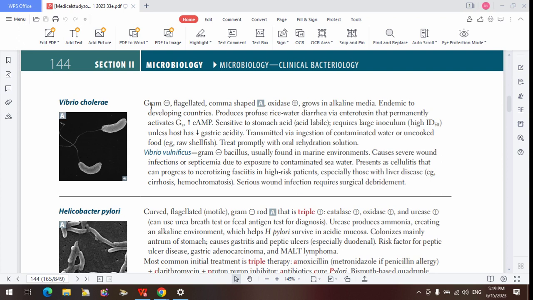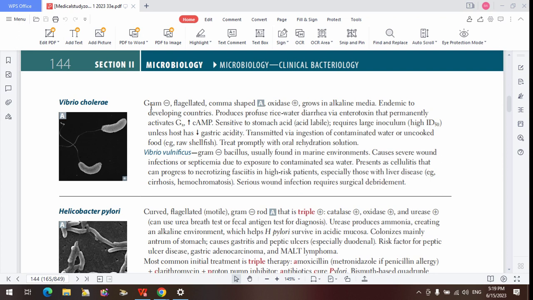That's because of the rice water diarrhea, and it's due to the cholera toxin that permanently activates Gs. So we remember that once there's permanent activation of Gs, there's increased cAMP, and there is increased secretion of sodium chloride in the lumen causing the diarrhea. So Vibrio cholerae is sensitive to stomach acid. So it's just like Salmonella. Anybody that has anything that causes reduced gastric acidity is predisposed to developing Vibrio cholerae too.